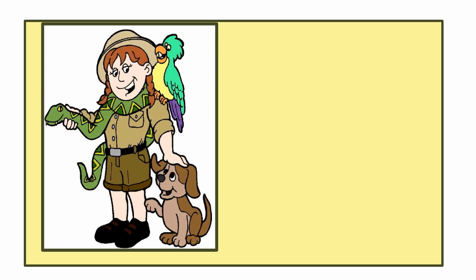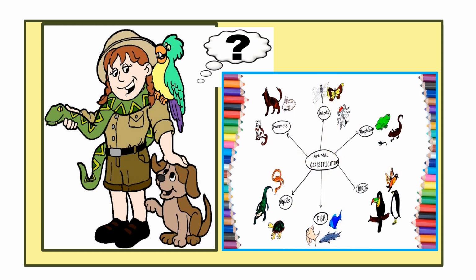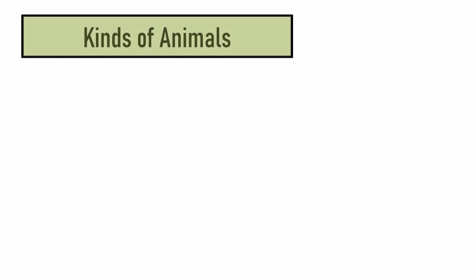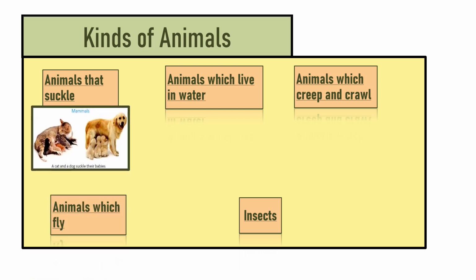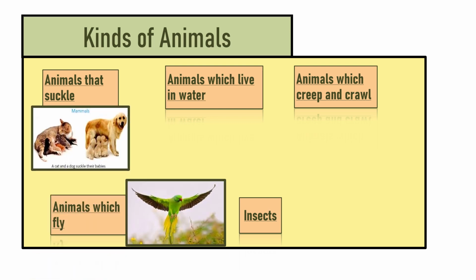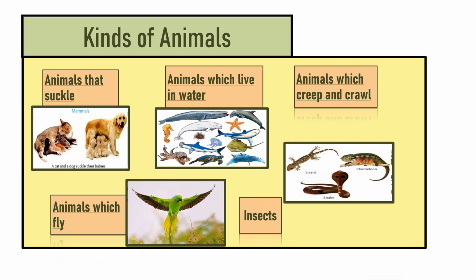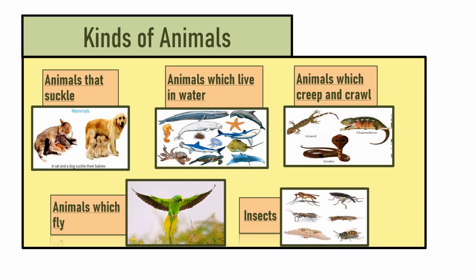And now in this video, we are going to learn how scientists classify animals into different categories. They group the animals into 5 categories. They are animals that suckle, animals which fly, animals which live in water, animals which creep and crawl, and animals called insects.